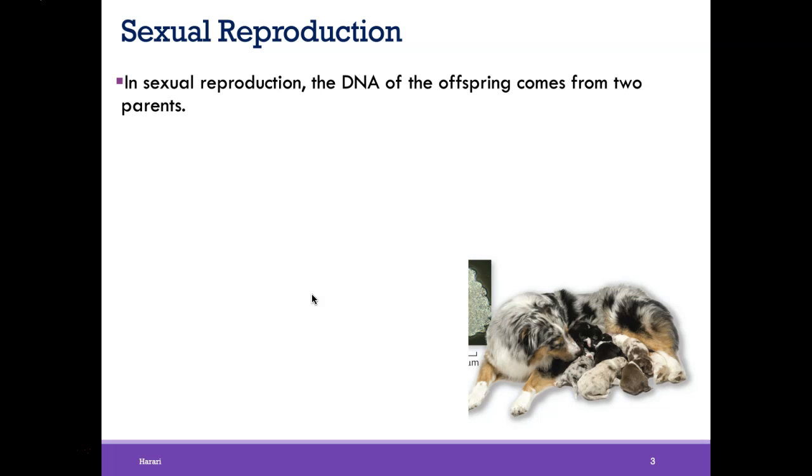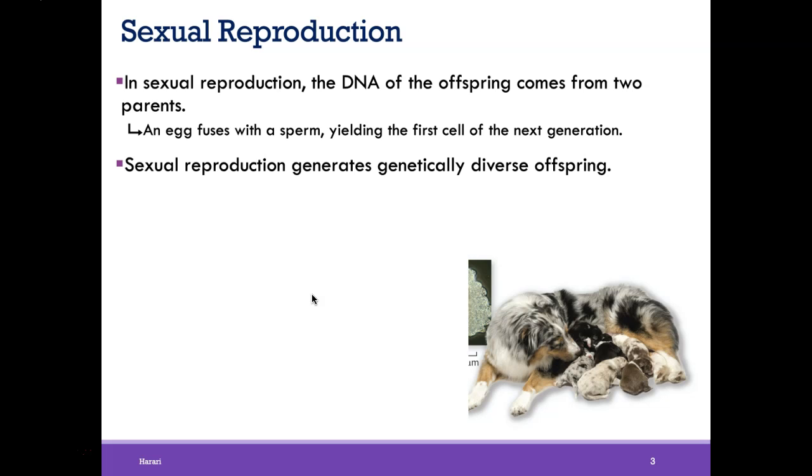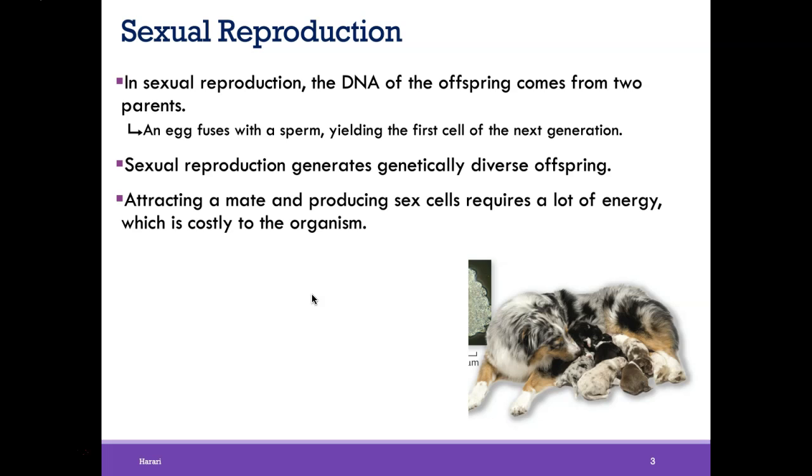So sexual reproduction, in contrast to asexual reproduction, you have two parents. And in sexual reproduction, the male parent contributes sperm cells, one of which will fertilize a female's egg cell to become the next generation. And in sexual reproduction, we generate genetically diverse offspring, right? So this is the key point to sexual reproduction. We're getting genetically diverse offspring.